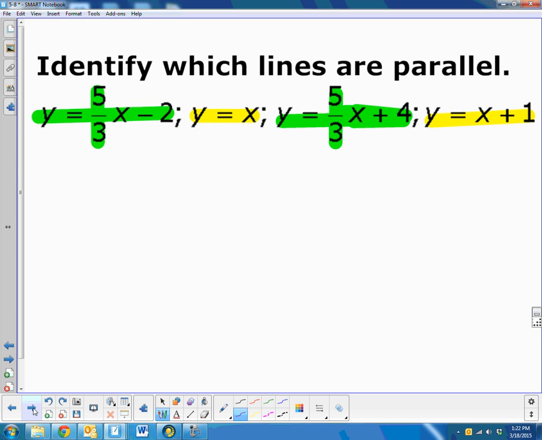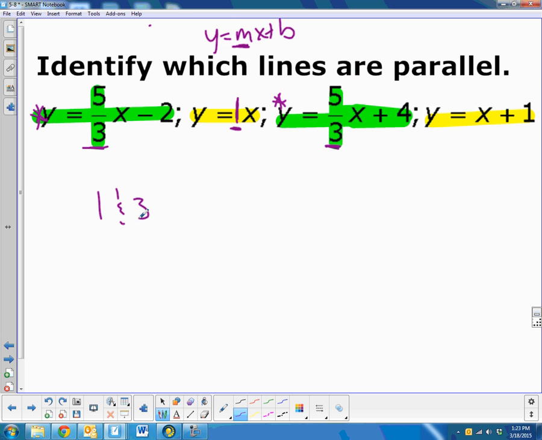So see if you can identify which lines are parallel. I'll give you a minute. Pause it, give it a shot. Okay, so I'm assuming you paused it and at least looked at it. If they are parallel, they have the exact same slope. I know that if we have an equation in y equals mx plus b form, then m is the slope. In this first one, the slope is 5/3. In this one, there's a 1 there, slope of 1. And this one we got 5/3, hey, same slope. So the first one and the third one are parallel. So 1 and 3 are parallel.